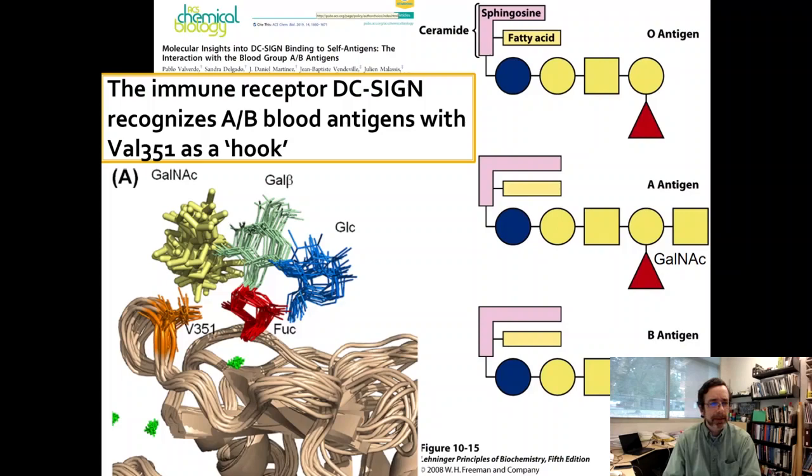This might not be exactly the same sugars as what they have here. It looks like they have a gal there, and then they have a glucose. Needless to say, this shows exactly the same difference in blood type. You have the fucose down here, the GalNAc here, down to the colors. And the colors down here aren't recognized by the receptor, so I'm not exactly sure what's going on with them. The valine here is a little hook that sort of hooks on between the two sugars at the end for the A antigen that you have here.